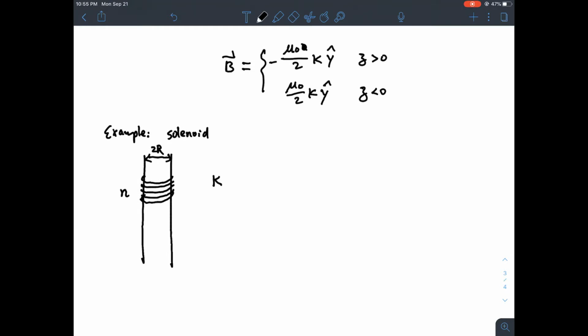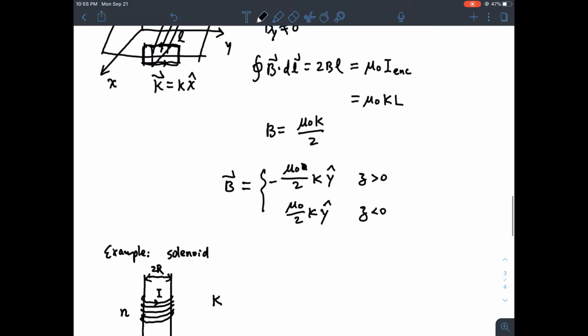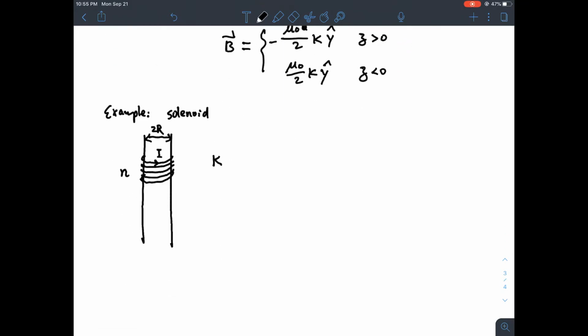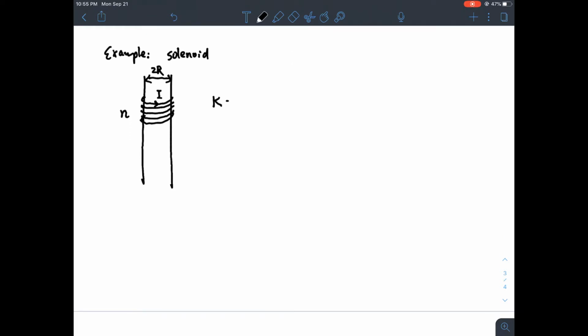The K is really, assume each one has a wire, let us say the current is I, and let us assume the number of turns per unit length is n. Because these wires are very close to each other, you can treat it as a surface current that is really n times I. Now we want to figure out what is the magnetic field at any point here.